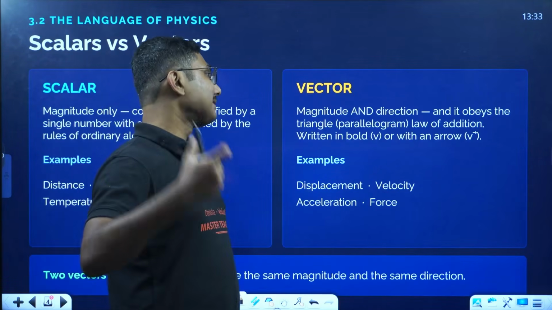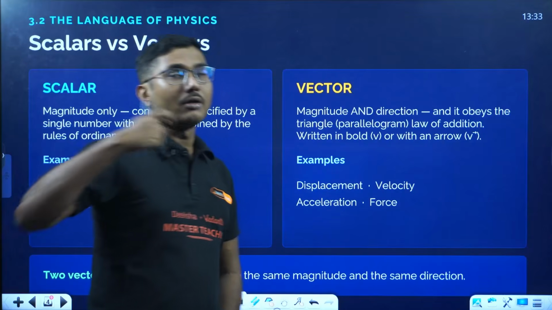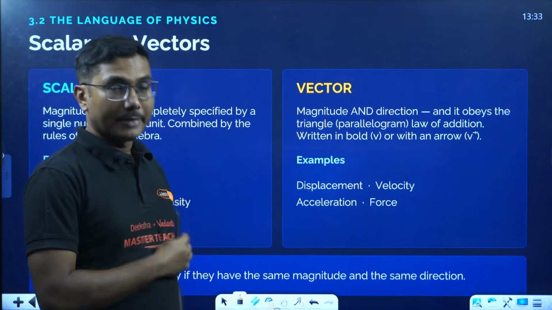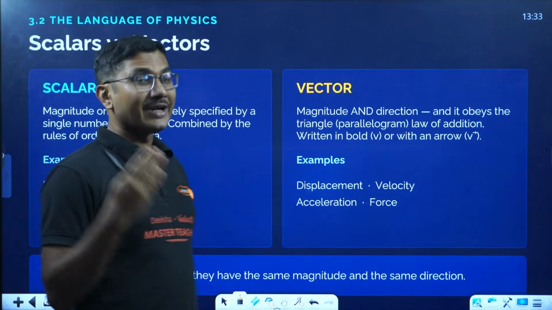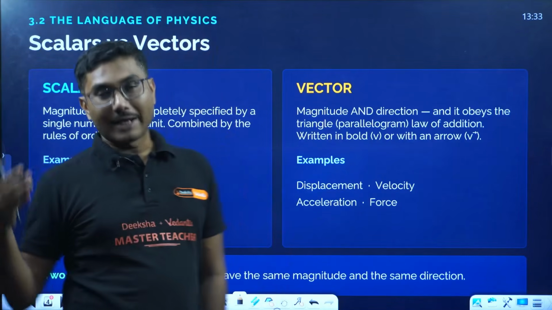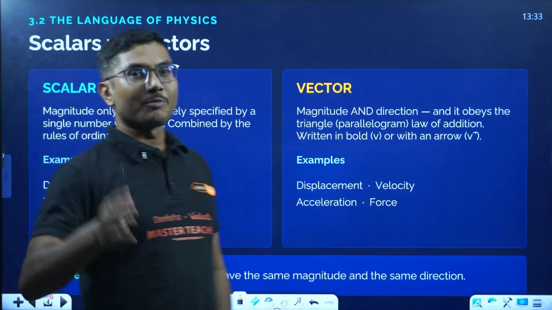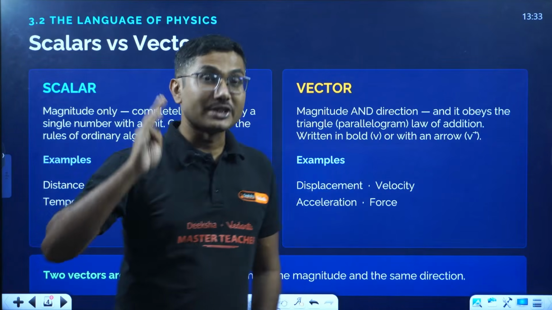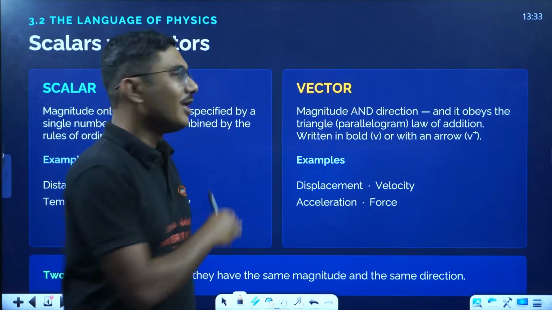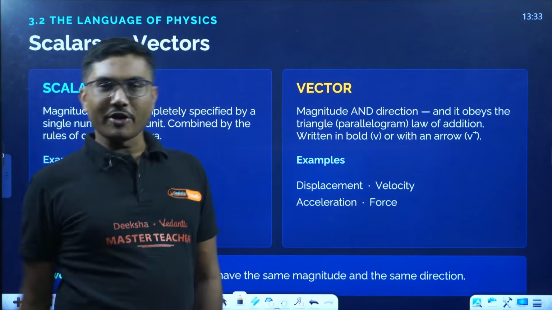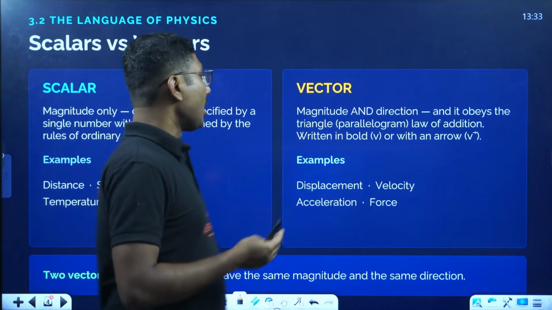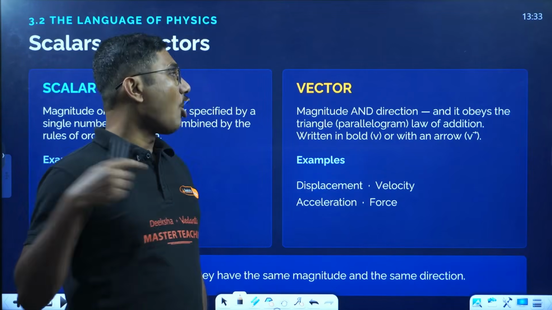It obeys the triangle or parallelogram law of vector addition. So basically we call it the method of vector addition. So in vectors, 2 plus 2 may not be 4. Many times it will not be 4. Only in some specific cases it can be 4. Sometimes it can be 0 as well. So 2 plus 2 is not equal to 4 in vector addition in general. It is written in bold or with an arrow.